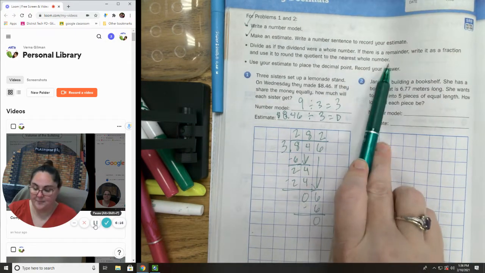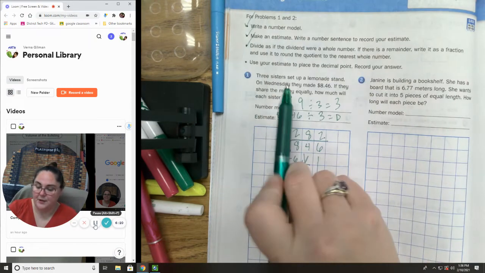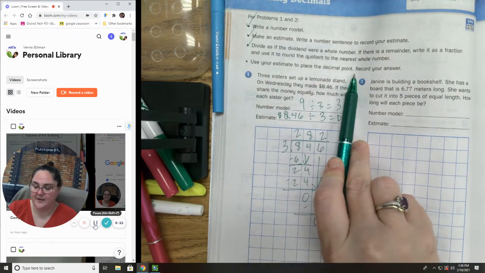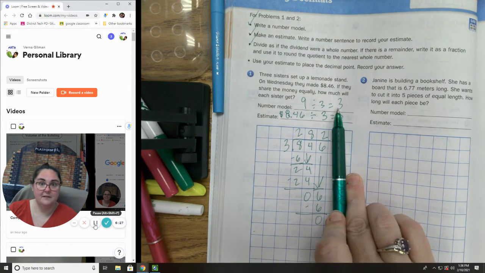We don't need to round it up because we have it. Great. It says use your estimate, so we're done with that one. Use your estimate to place the decimal point. All right, so my answer needs to be about 3.